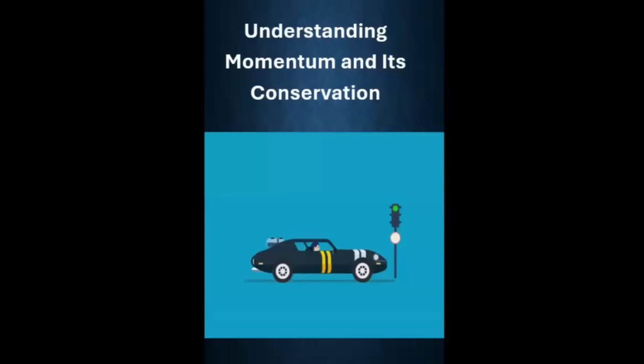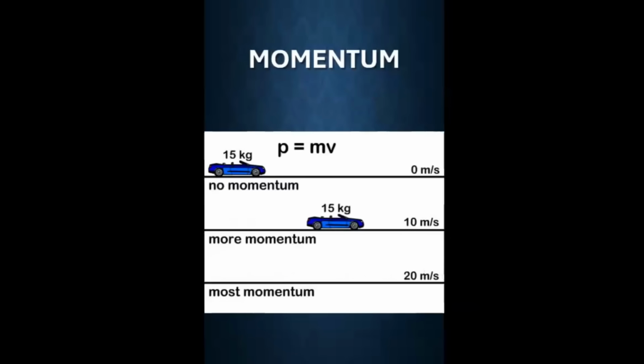Understanding momentum and its conservation. Momentum is defined as a product of mass times velocity. It is a vector quantity and is in the direction of velocity.